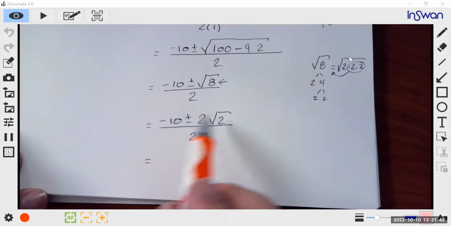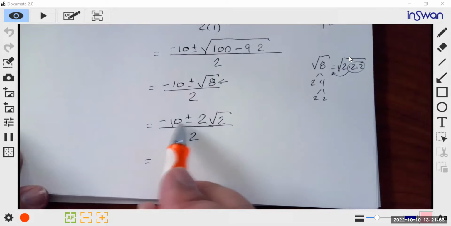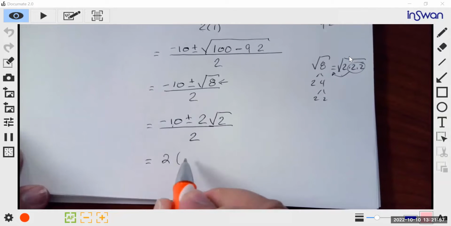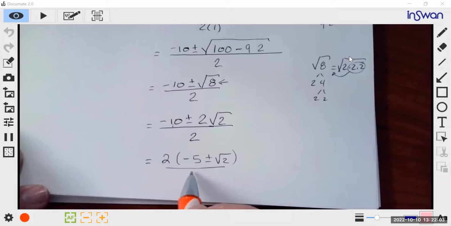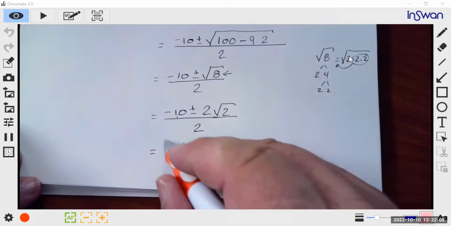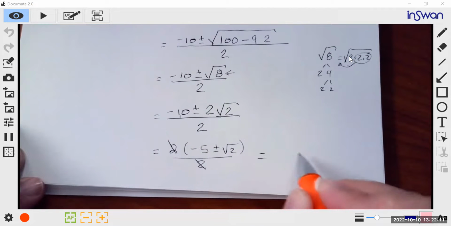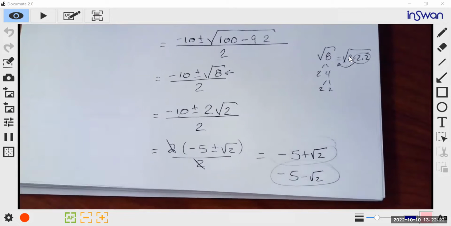In your numerator, they both have a what in common? They both have a 2 in common. So if I factor out a 2 out of the top, the 2's cancel. That leaves me, my answers are -5 plus radical 2, -5 minus radical 2. These are my 2 answers. Those are my x-intercepts.